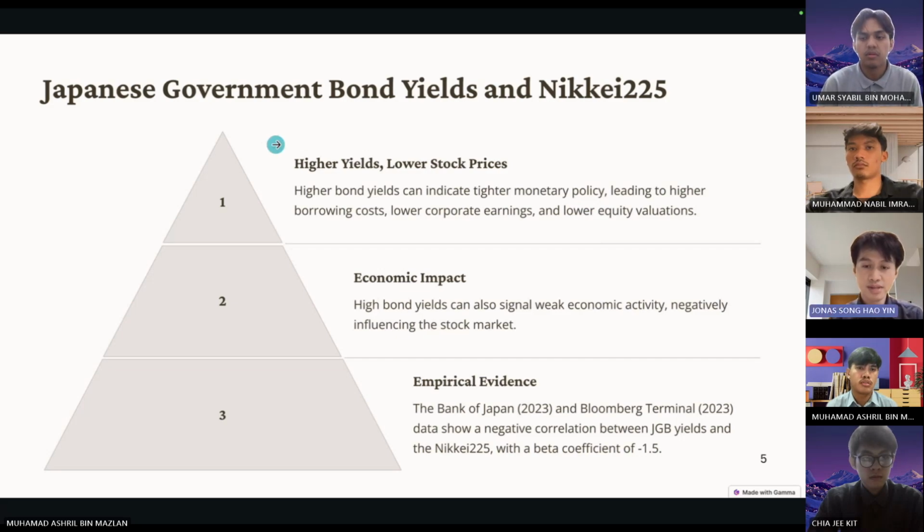Next, Japanese government bond yields also play a key role. Higher yields often signal tighter monetary policy, which raises borrowing costs and reduces corporate profits. This puts pressure on stock prices. Additionally, high yields can indicate weak economic conditions, further hurting the market. We found data from the Bank of Japan and Bloomberg showing a strong negative link between bond yields and the Nikkei 225, with a beta of negative 1.5.